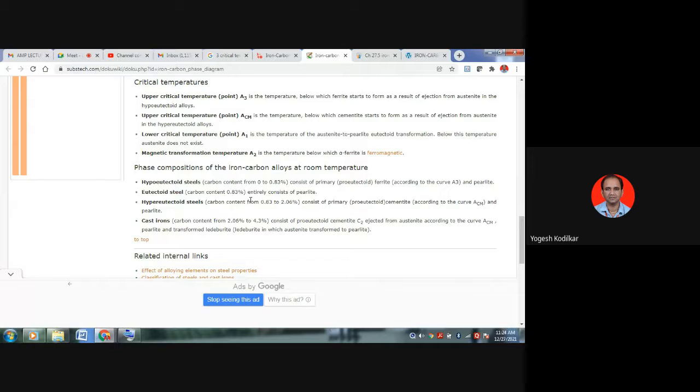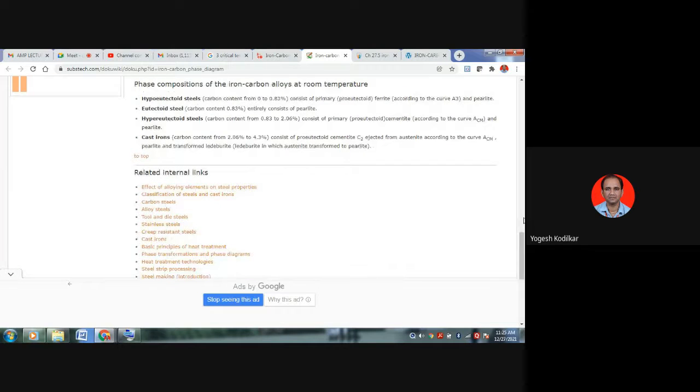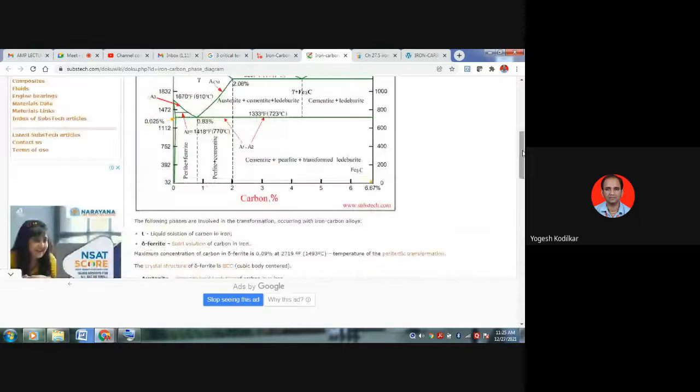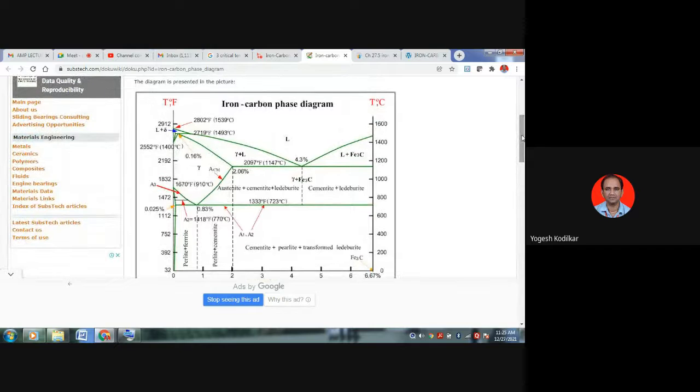Steel containing 0.83% of carbon is the pearlite phase. Cast iron has 2.4 to 4.3 percent carbon and consists of ferrite and cementite rejected from the ACM curve. So in this way, student, this iron carbon equilibrium diagram is an important part of your further studies.